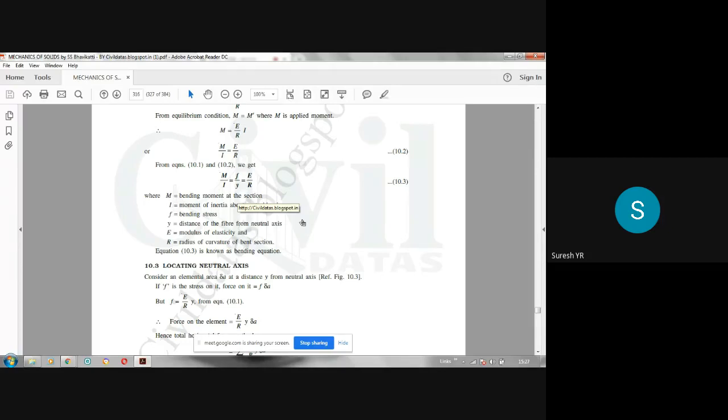Next, I, moment of inertia, millimeter to the power 4. Millimeter power 4, so dimensions should be in millimeters. F, bending stress, Newton per millimeter square or MPa. Y, distance, millimeters. E, value of Young's modulus, Newton per millimeter square or MPa. Is that understood? Yes, sir. Okay.